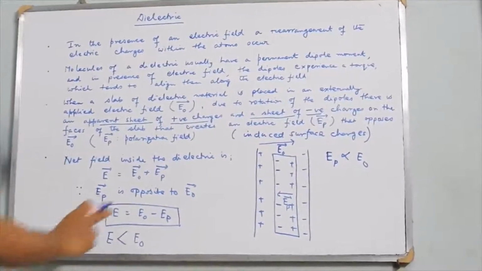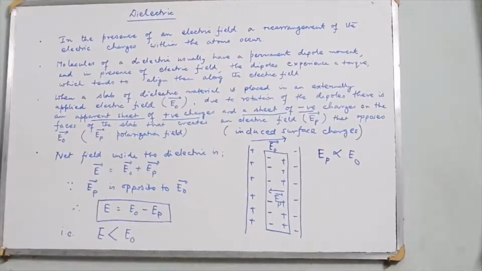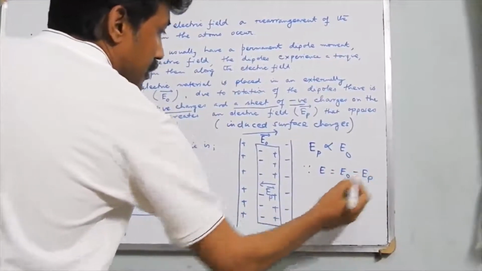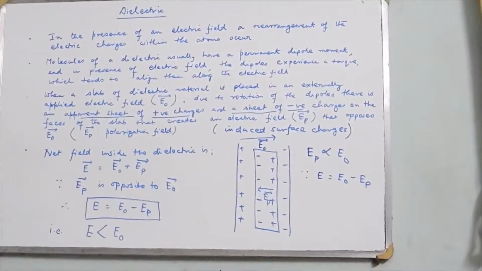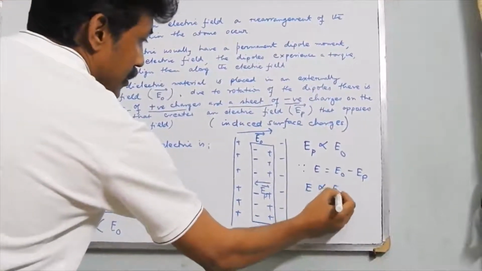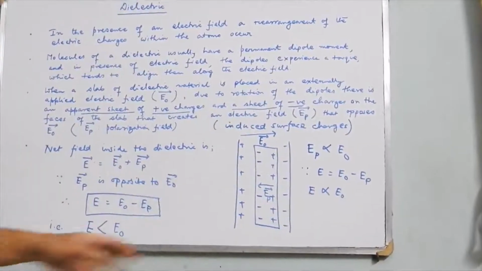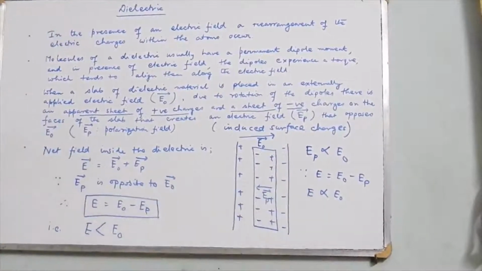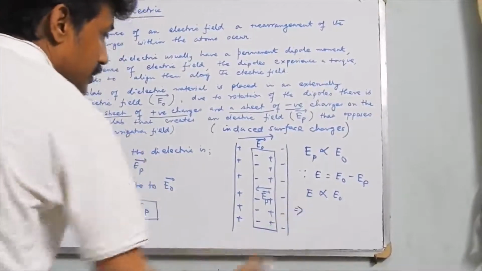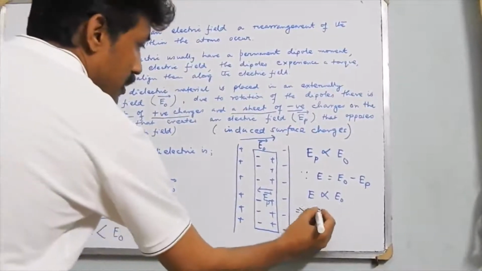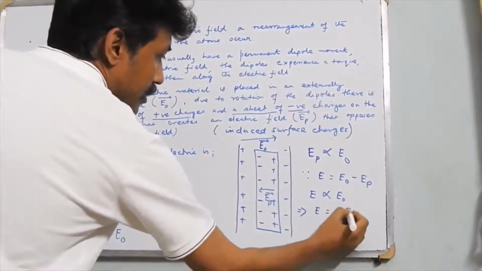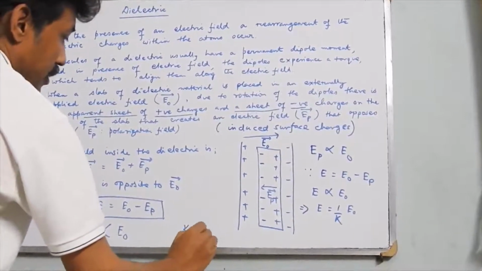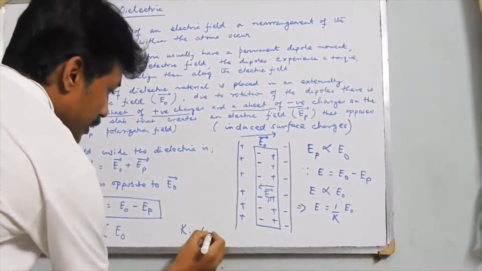And from this relationship E is E0 minus EP, we can also say that E is proportional to E0, because the rate at which E0 will increase, it will obviously increase EP, and therefore that will alter E. Now we can introduce a constant in this proportionality relationship, and that constant is 1 upon K, where K is called the dielectric constant of the dielectric.